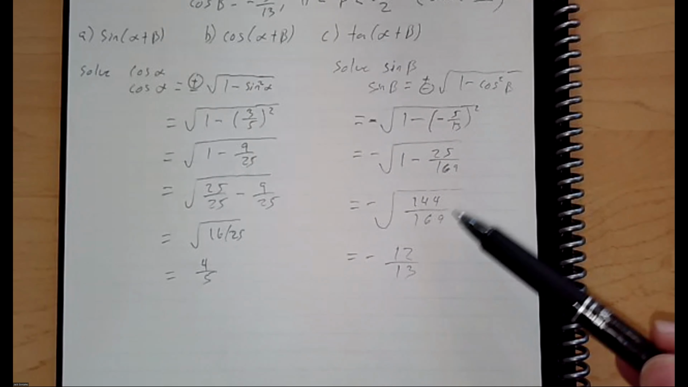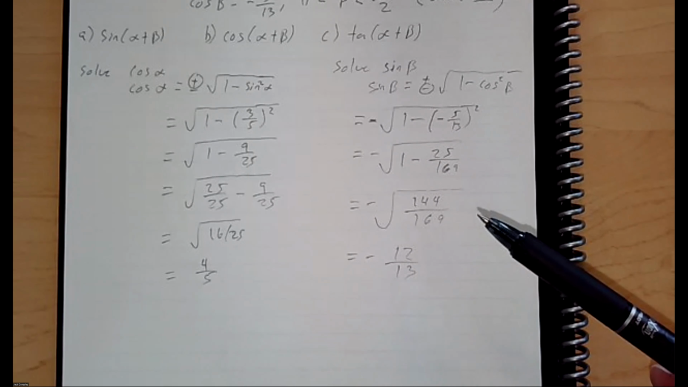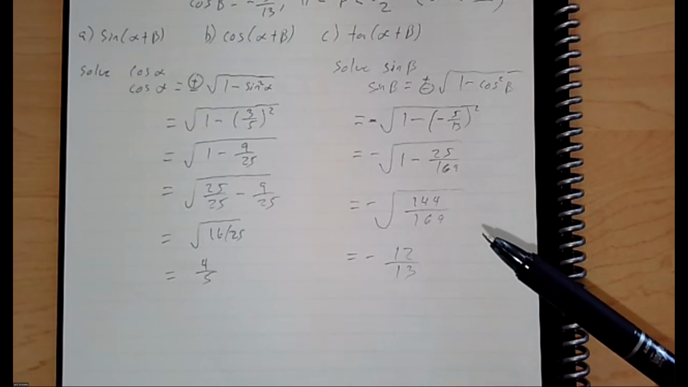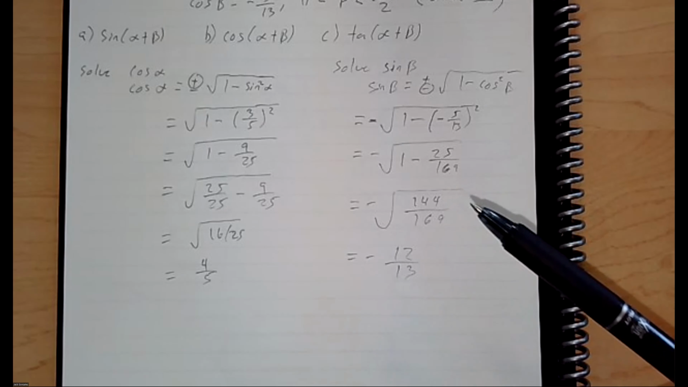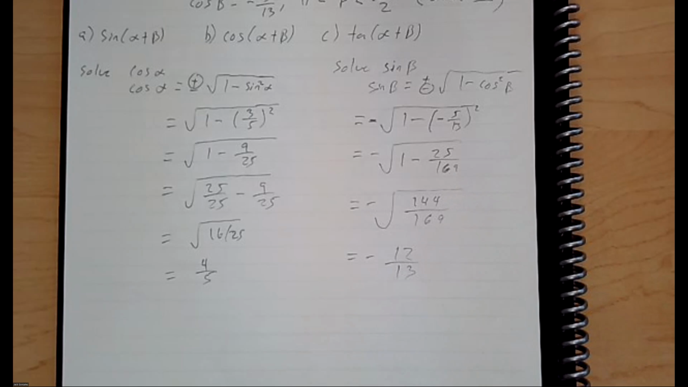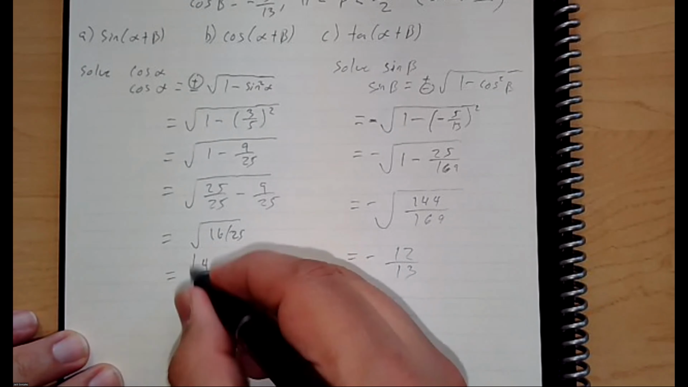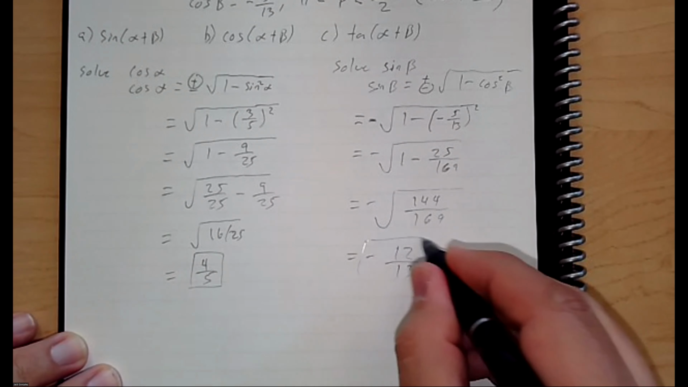Do you see that? Is that okay? What if they give you tan alpha? They could. If they do, I think the easiest way would be to build a triangle. You could try to use identities, but it would be more work. So those are the two answers.